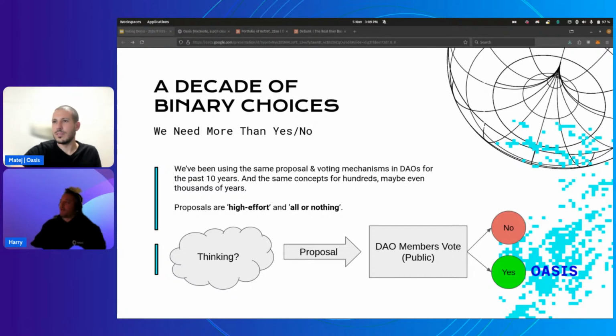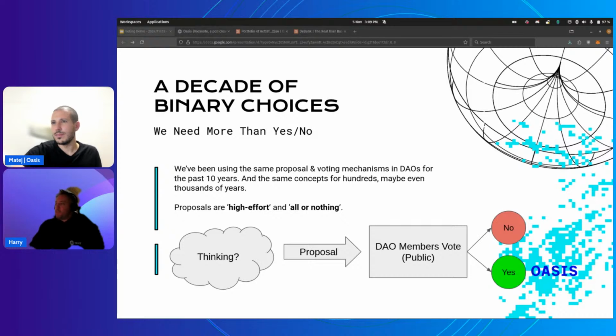So if you look at the diagram, someone does the thinking, or a team does a lot of thinking, they craft a proposal, and then the DAO votes on it. It's pretty simple at a high level, but there's a fundamental problem. These proposals are what I call high effort and all or nothing. You might put weeks or even months of work in, then it comes down to a simple yes or no. That's it. There's no middle ground. There's no room for nuance.